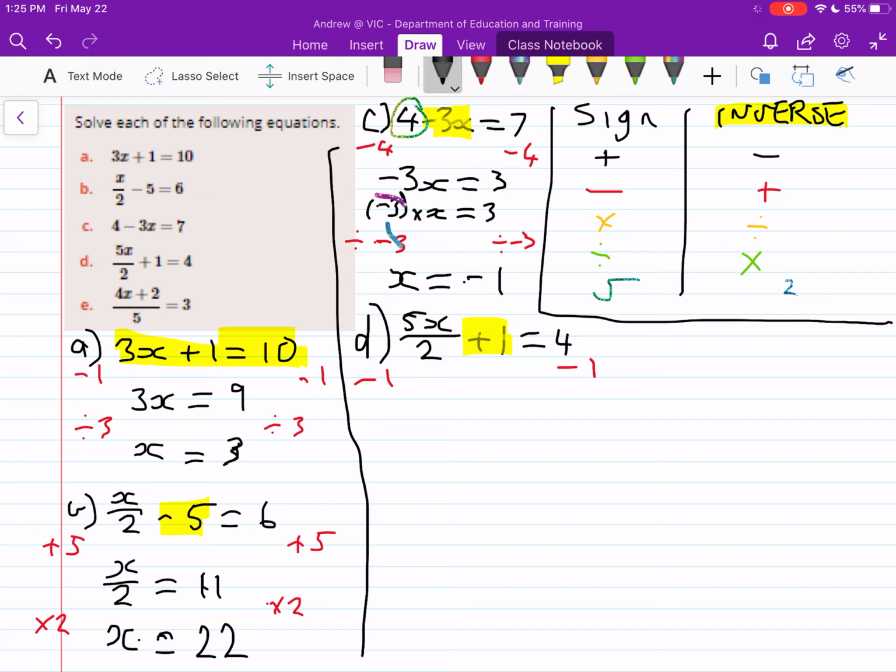So we're left with 5x over 2 is equal to 4 minus 1, which is 3. Okay? Now, yet again, we're still looking at what is away from the x term.